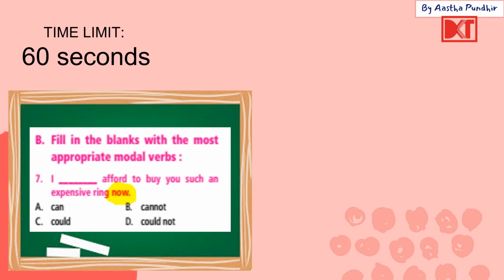Alright, so we will not be using C or D. Could and could not, this is for the past tense, and here we will talk in the present tense, either can or cannot. Now here we say, I dash afford to buy you such an expensive ring. So talking about such an expensive ring. Since we are talking about how expensive this ring is, the logical answer will be, I cannot afford to buy you such an expensive ring now. Alright.